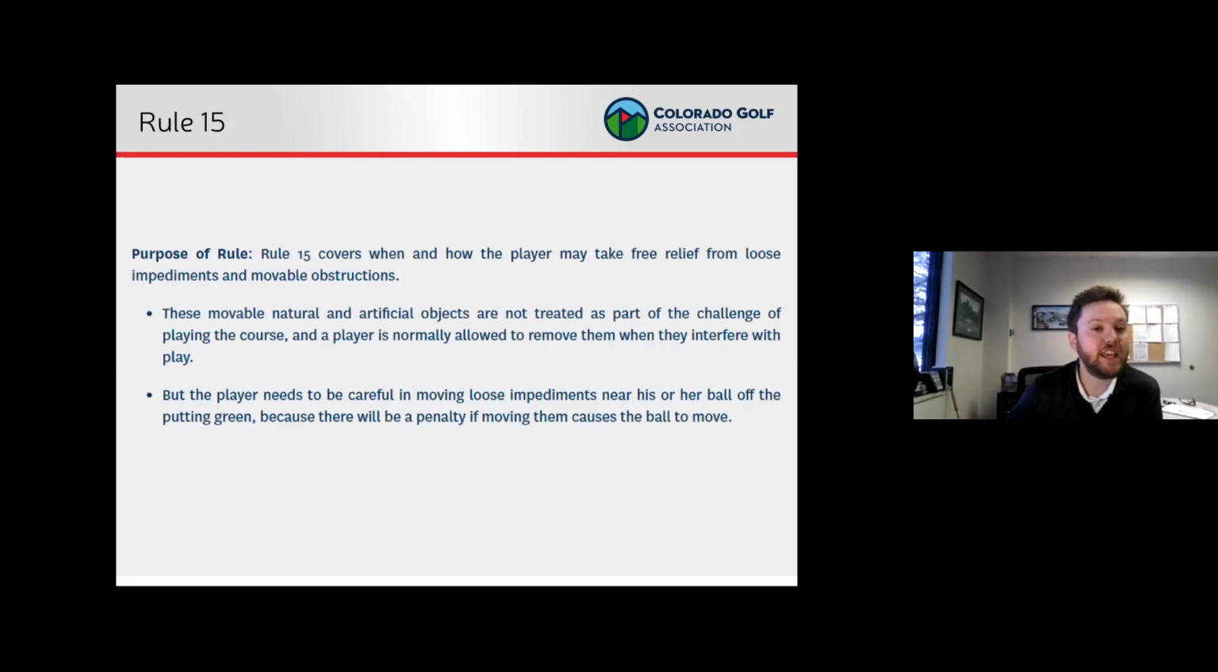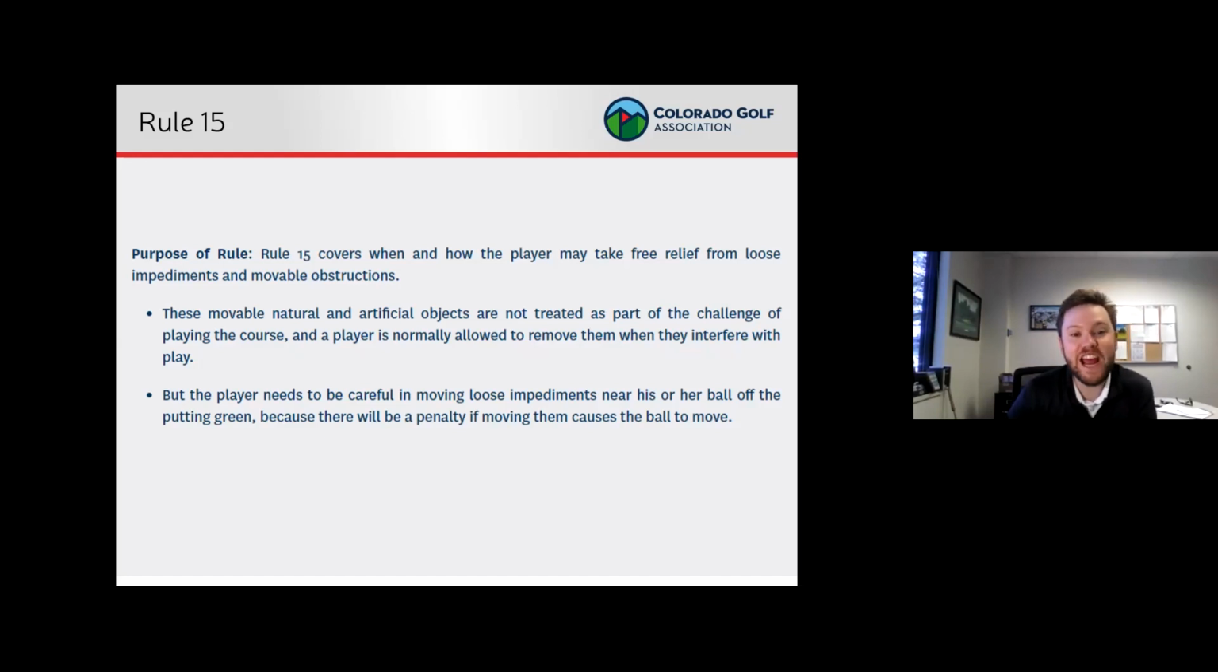So again, when we look at the rules, the best thing to do, I think, is to start with the purpose statement. Again, it's not rulemaking per se, but it's a general synopsis of what this rule is about. It's at the beginning of every rule, and we've seen it a couple times. Some of them have 2 purpose statements in them. This one only has 1, but the purpose of Rule 15 is: Rule 15 covers when and how the player may take free relief from loose impediments and movable obstructions, 15.1 and 15.2.